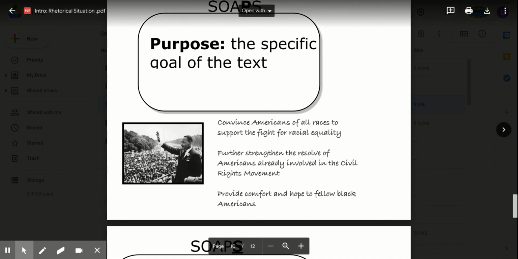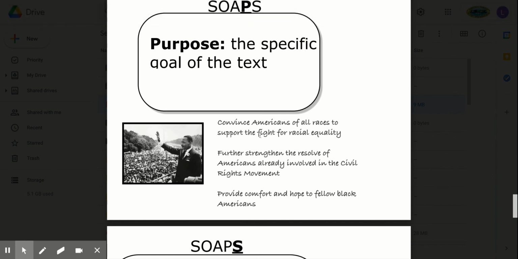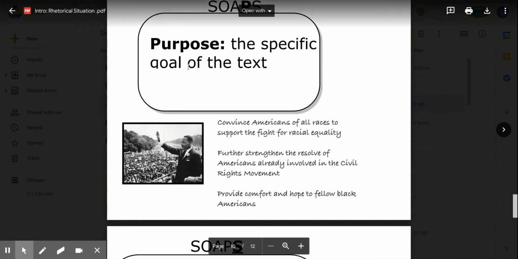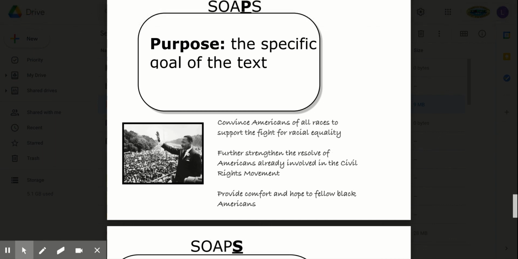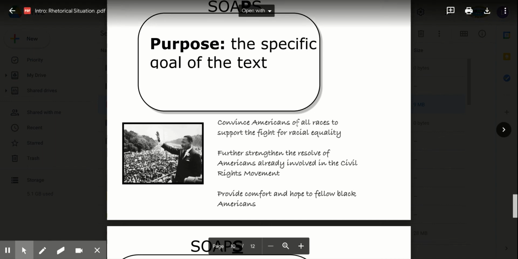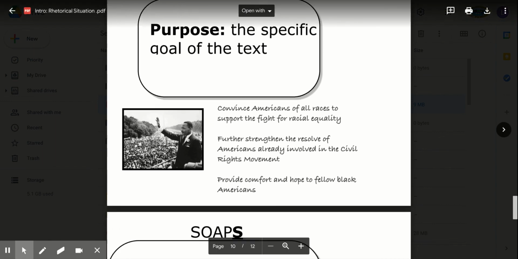If you look at this example, you'll notice there's different purposes. Convince Americans to support the fight for racial equality, strengthen the resolve of Americans already involved in that fight, provide comfort and hope. There's tons of different possible purposes. You're not just bound to the list that we went over, and you might find that there's multiple intertwined purposes.